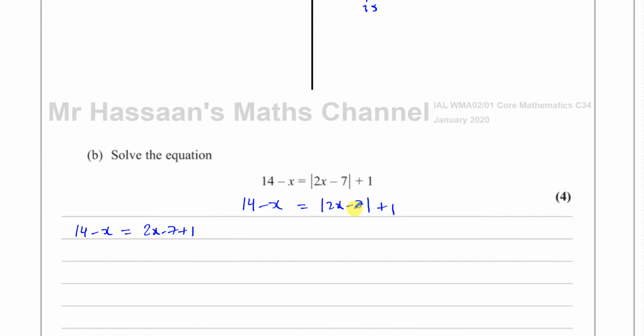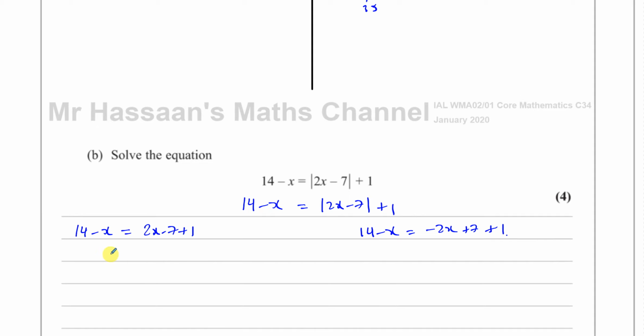Just get rid of the modulus sign without any change to any signs. And then you can have 14 minus x equals, and everything inside the modulus sign will change its sign. So instead of being 2x minus 7, it will be minus 2x plus 7, and then the plus 1 on the outside will stay as is. Then you can go about solving these 2 equations, and you'll get 2 solutions.